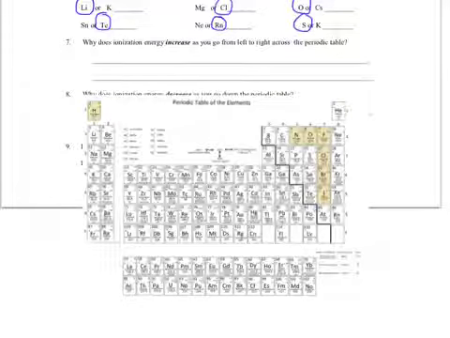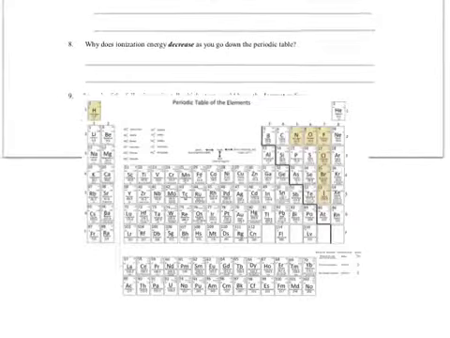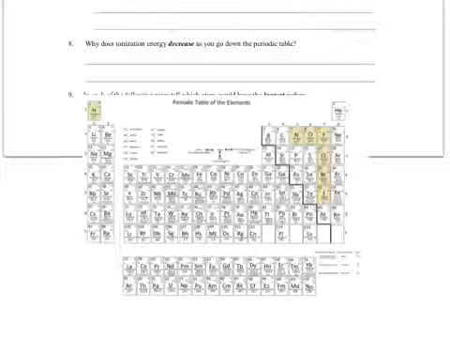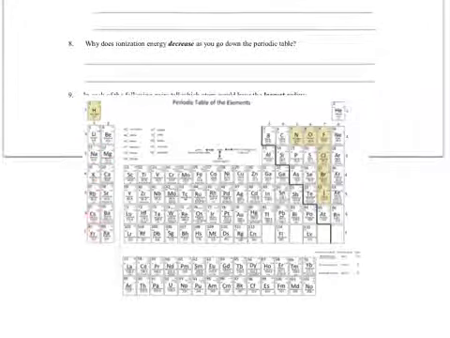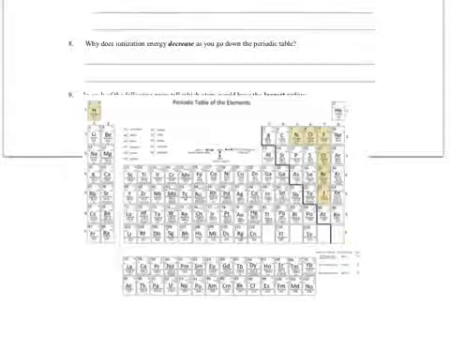And our next question is, why does ionization energy decrease as you go down the periodic table? Well, as you move down the periodic table, the electrons are getting further from the nucleus because there's more and more energy levels, 1, 2, 3, 4, 5, 6, 7. So because there are more energy levels and the electrons are therefore further from the nucleus, the pull is weaker, making the ionization energy decrease.